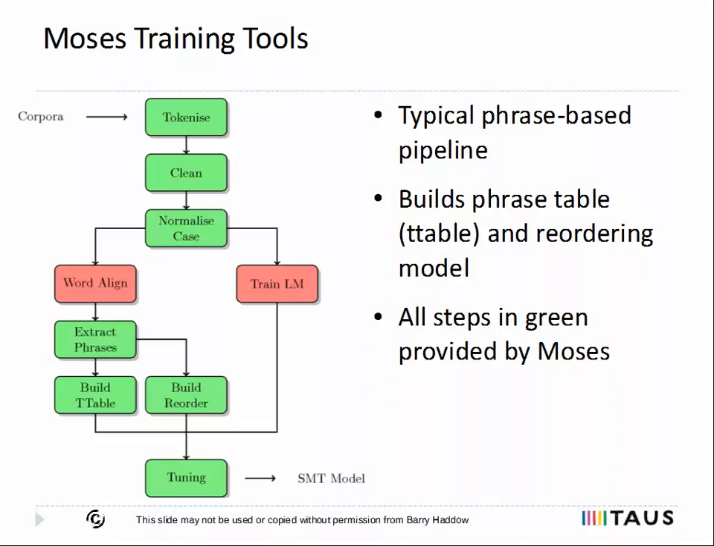In the cleaning stage, long sentences and clearly wrongly aligned sentence pairs are removed and Moses special characters are escaped. After making the casing consistent, the parallel data is word aligned by an external tool and the target side is used to train a language model. The word alignments are used to create a phrase table and optionally a reordering model. The longest stage, which is known as tuning, is used to weight the different models against each other. The output of the training pipeline is a set of weighted models forming the overall SMT model.